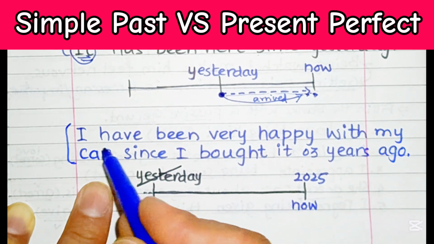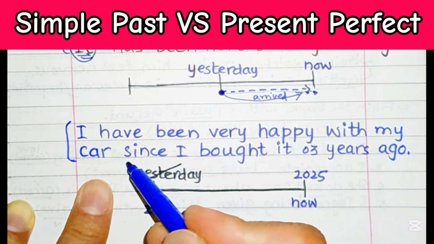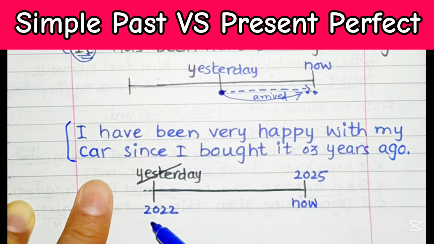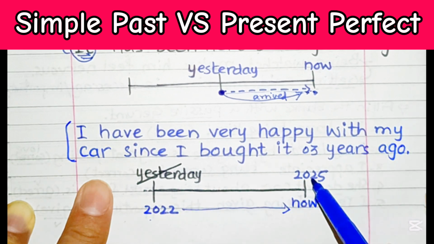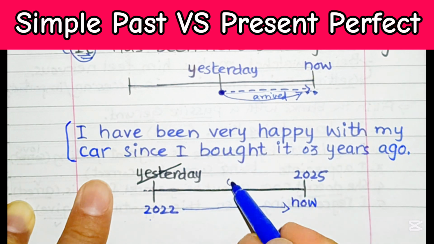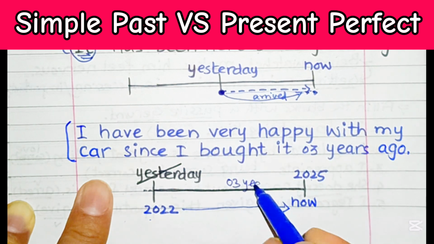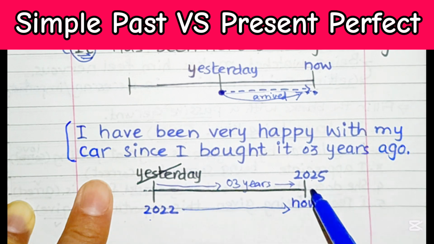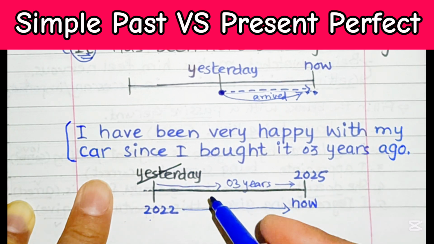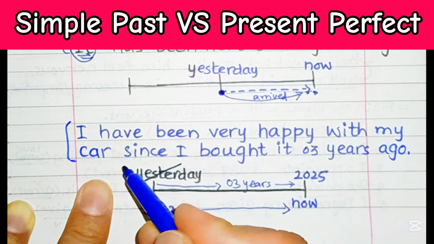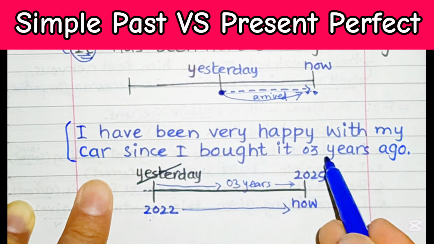So if I say I have been very happy with my car since I bought it 3 years ago. So right from 2022 to this moment in 2025, I have been very happy. So this is actually the 3 years. Right from 2022 to 2025, it is right 3 years completed. I have been very happy with my car since I bought it 3 years ago.